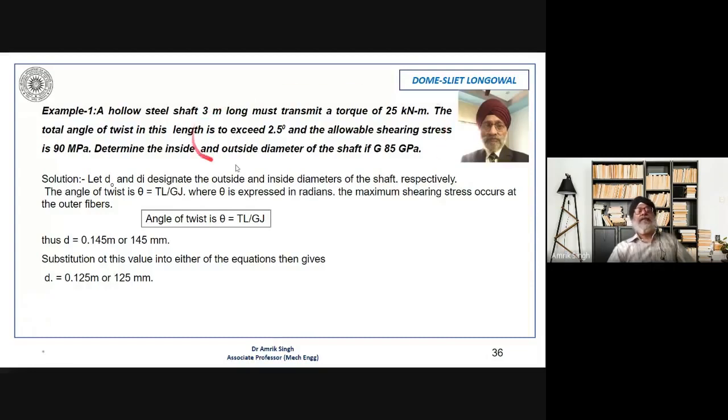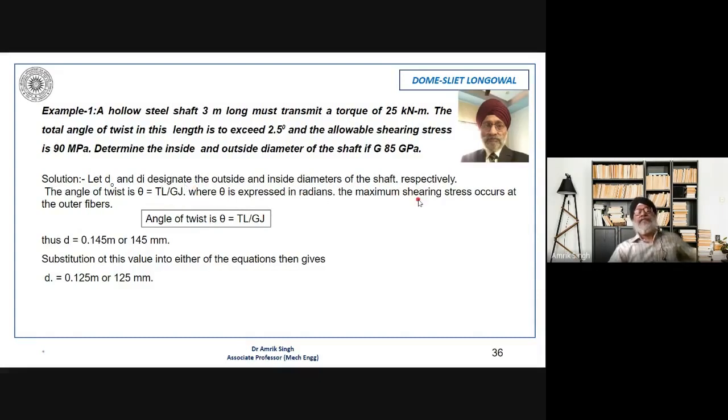So this is a case of the hollow shaft. Okay, so how will we go about it? Let us say D0 and Di are the outside and inside diameter of the shaft respectively. The angle of twist, that is theta, can be given by this, where J will be used for the hollow shaft. So theta is expressed in radians.